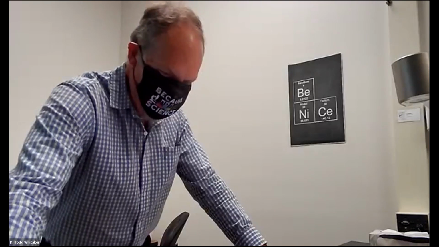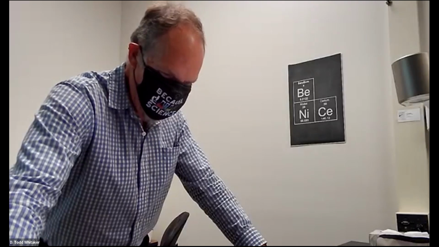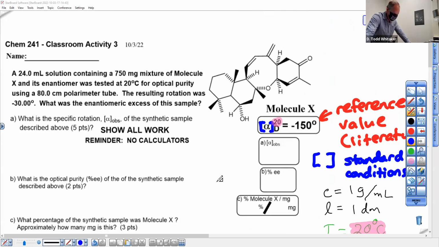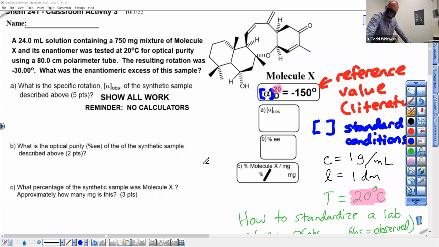All right, ladies and gentlemen, we're going to continue our activity for the optical rotation of molecule X and its enantiomer. It guides us through the steps. And this is from a test, so you are guided on the test as well.